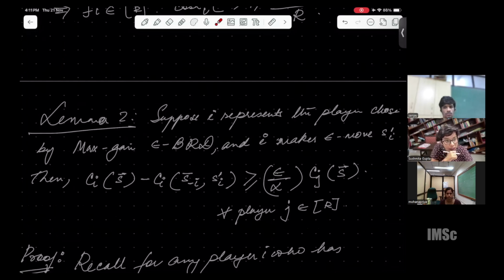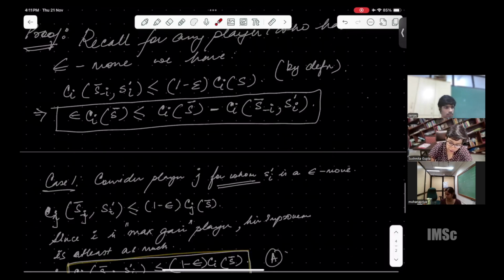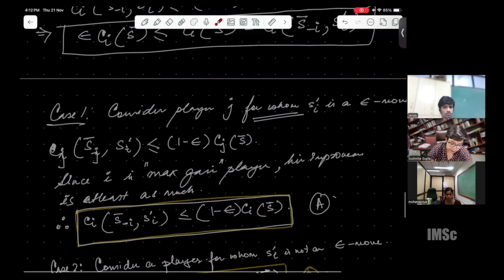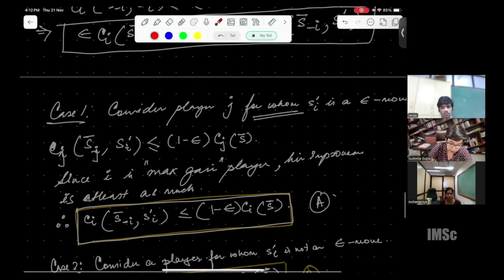Now, this switch is obviously beneficial for this player I. We are trying to understand, is it beneficial for other players or not? Okay. So for any player for whom this is a beneficial move, I'm saying consider a player J for whom S prime I is also an epsilon move, right? So for them, this is the definition of an epsilon move, correct?